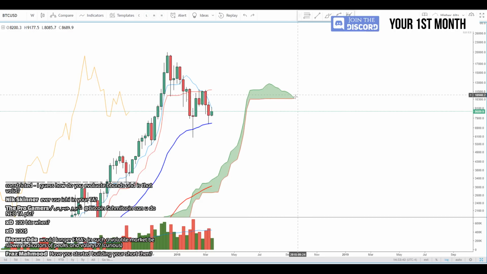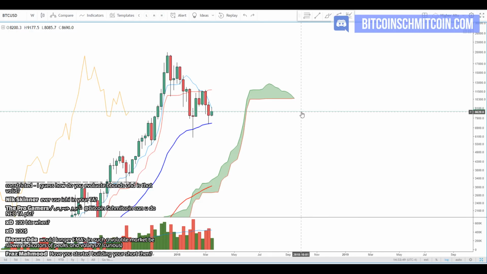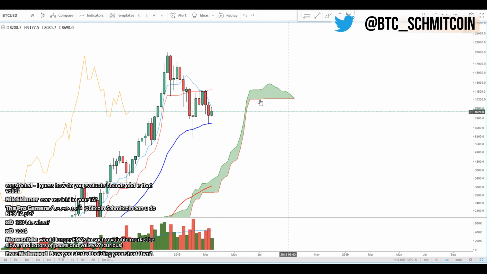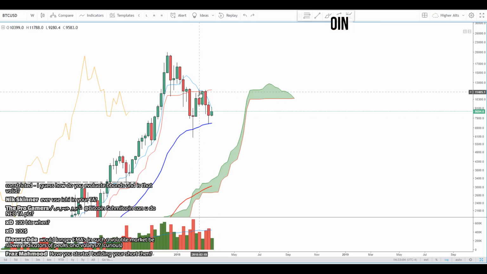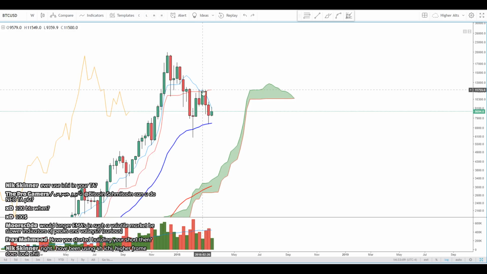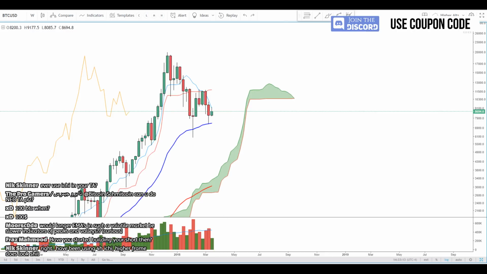Anyway, so we see here that the Kumo is about to do a twist on the weekly, which in isolation isn't the end of the world. Definitely not good, I'll just say that. But what's even worse here is that we see a weak bearish cross where the fast moving average drops below the slow moving average, and this in conjunction with this Kumo twist does not look good on the weekly time scale.